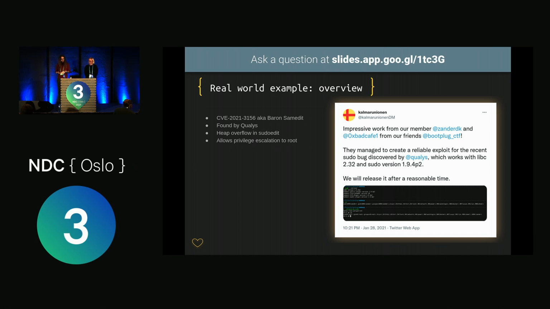And this is a heap overflow in sudoedit. And sudoedit is just a symlink to sudo, where sudo picks up that it's being launched as sudoedit, and it's used to edit files instead. And this bug allows privilege escalation to root. So if you're not familiar with Linux, root is basically admin. I mean, you can do anything once you're root.